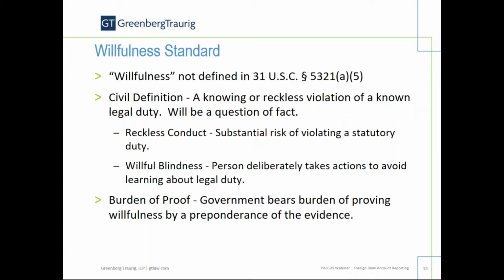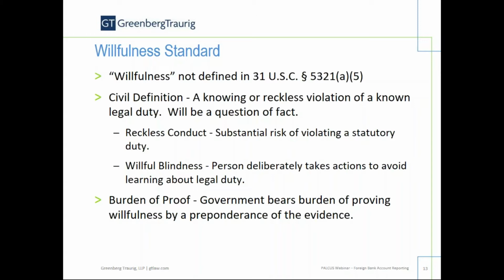Okay. So, the next slide, the willfulness standard. How does the IRS determine what is willful for purposes of determining whether the penalty should be 50%? It's either a knowing, meaning intentional, reckless violation of a known legal duty, and that's a question of fact. And the IRS develops a lot of factual inferences to reach whether they believe somebody was willful. And reckless conduct is defined as a substantial risk of violating a statutory duty.